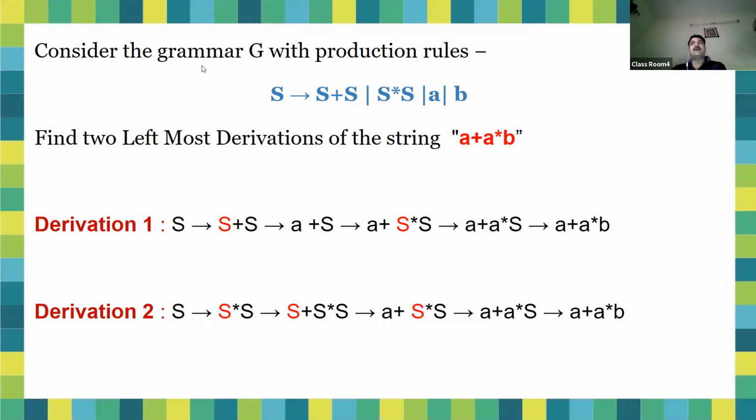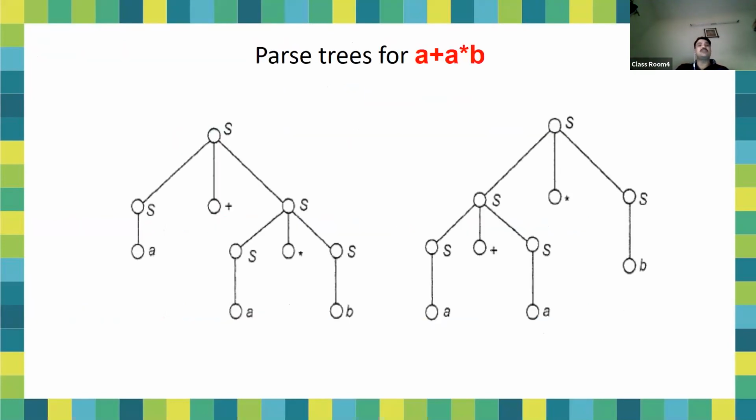And another way, after this leftmost derivative, you can also design the parse tree, meaning two different parse trees for the same string. The string is given to you, that is a plus a star b. So for the same string, you can design more than one parse tree. Then you can also declare that particular grammar to be an ambiguous grammar. So simply this is the parse tree, as you can see. So if you see here, this is the one parse tree and this is the another parse tree.